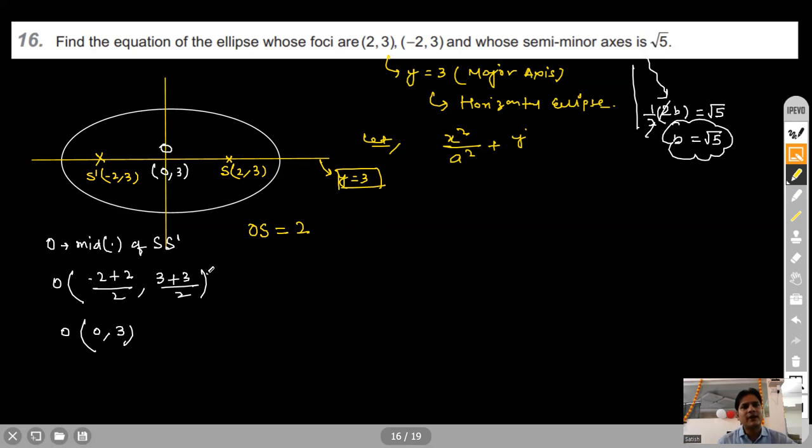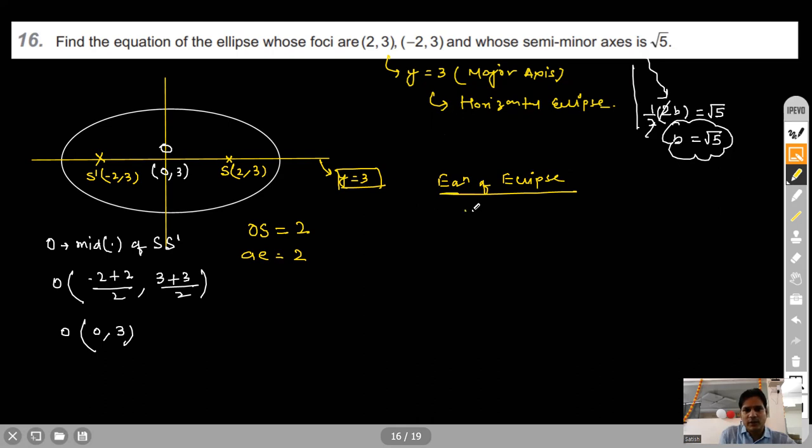So can we find the value of e? The distance OS will be ae, and that is equal to 2. But how can we find a here? What information can we take out from here? One thing is sure, the center is known, so let me write the equation of the ellipse.